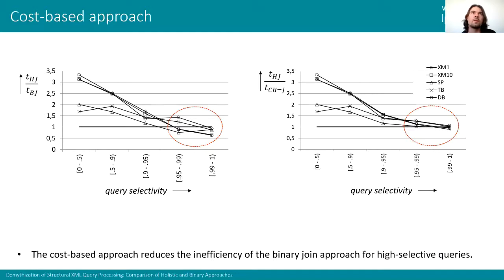Well, the results of the cost-based approach can be seen in this slide. The figure on the left-hand side has already been shown previously, and it compares the performance of our binary join approach to the GTPStack holistic join. On the right side, we repeated the same experiment, but with the cost-based approach. And we can see that the inefficiency of the binary join approach for highly selective queries is reduced by the cost-based approach. So it means that the cost-based approach performs almost always better than the holistic join GTPStack.